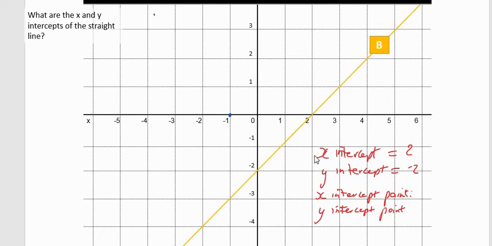Okay, so let's start with what you gave for the first one. You gave the first one as x-intercept is 2. So this is the x-intercept, correct? Yeah, that's the x-intercept. Very good. And you said the y-intercept is negative 2, which is right here. So that's the y-intercept. Okay, very good. Next, the coordinates of the x-intercept point.